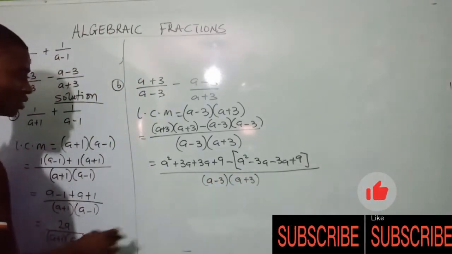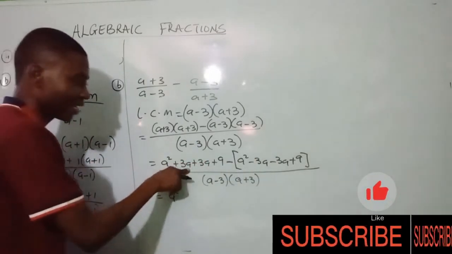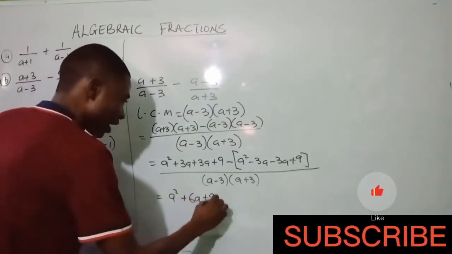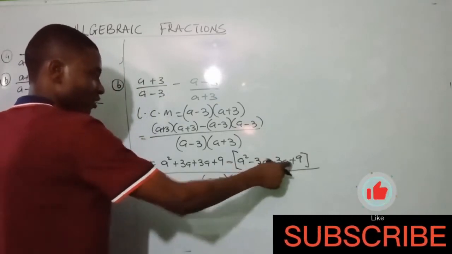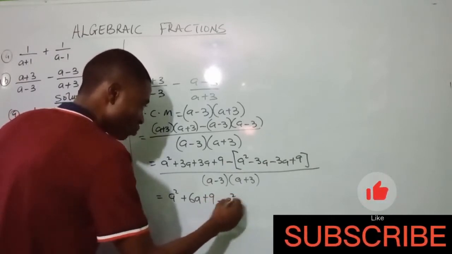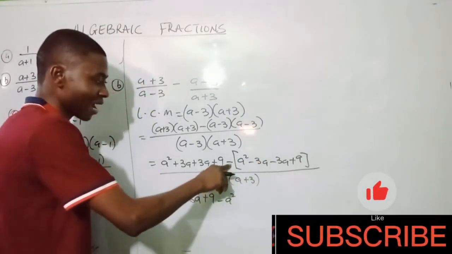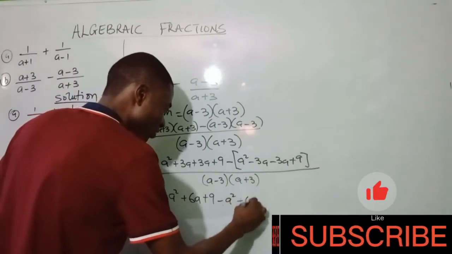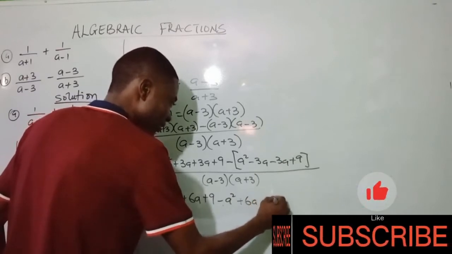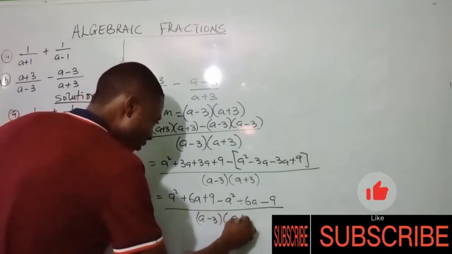So now, what are we going to do? We'll be collecting like terms and then opening this bracket. A squared. 3a plus 3a will give us plus 6a plus 9. We're going to use this minus to multiply everything we have in this bracket. Minus times a squared will give us minus a squared. Now, minus 3a minus 3a will give us minus 6a. So minus times minus 6a will give us plus 6a. Minus times this plus will give us minus 9, all over a minus 3, open bracket a plus 3.